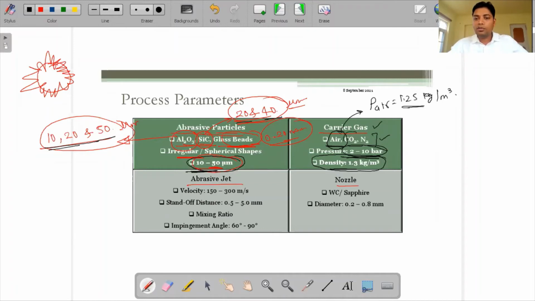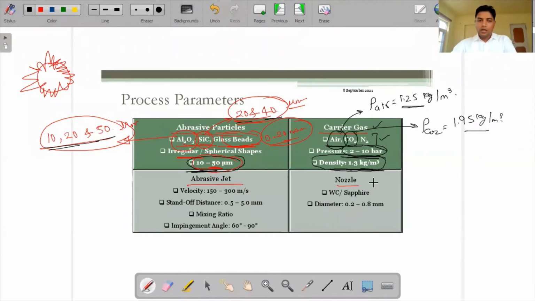Similarly, for CO2 the density is in the range of 1.95 kg per meter cube, and similarly for N2 as well. So on average, we are taking a density in the range of 1.3 kg per meter cube.